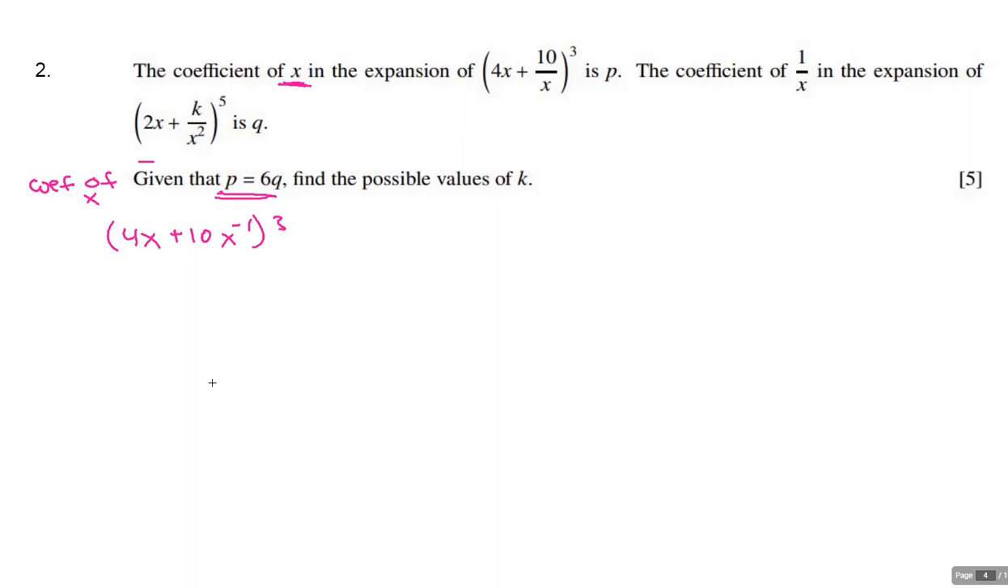Oh, can we fix this one too? How do I fix that one? 2x is fine. What's this other term going to be? Kx to the negative squared. Exactly. Okay? Now it's still going to be the fifth. Now here, what term do I want? Rewrite that one.